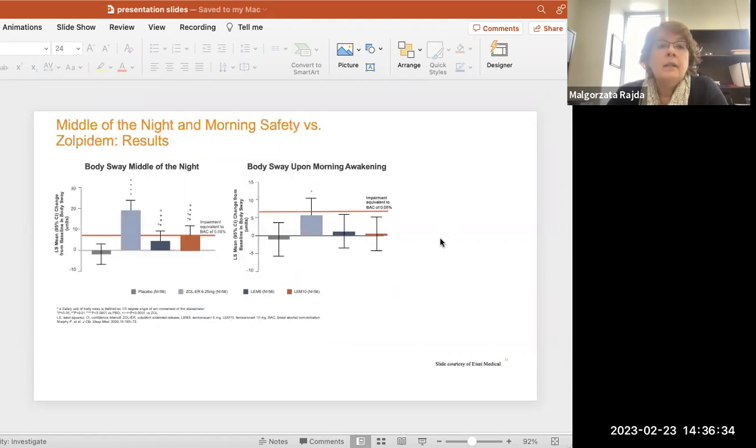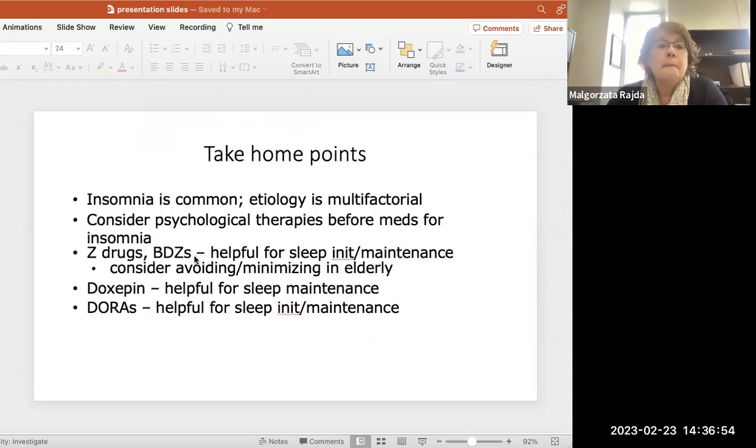The other data from lemborexant in comparison to zolpidem was the body sway in the middle of the night and upon awakening. So you will see it compared quite favorably to zolpidem. Hopefully that means that we won't see as many falls.